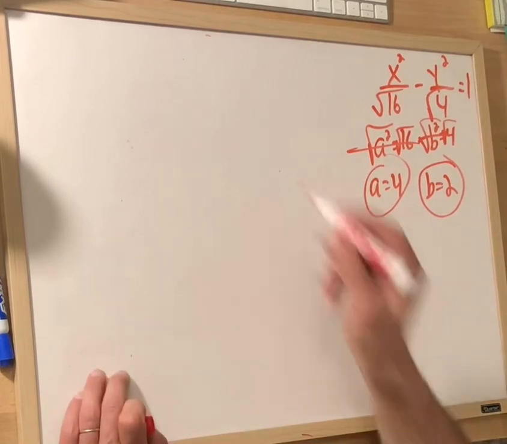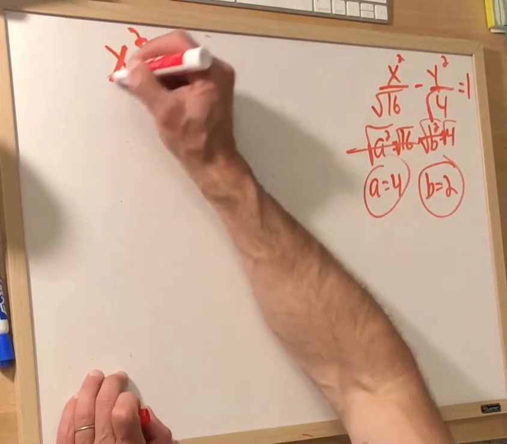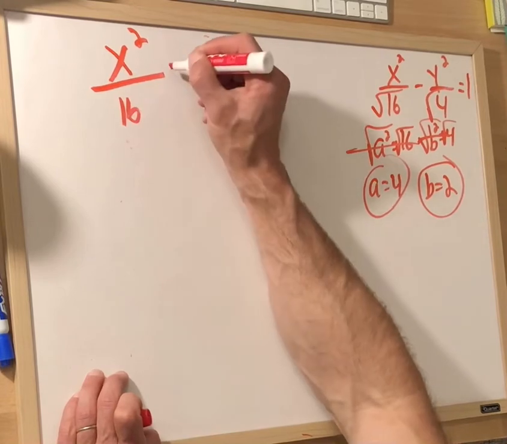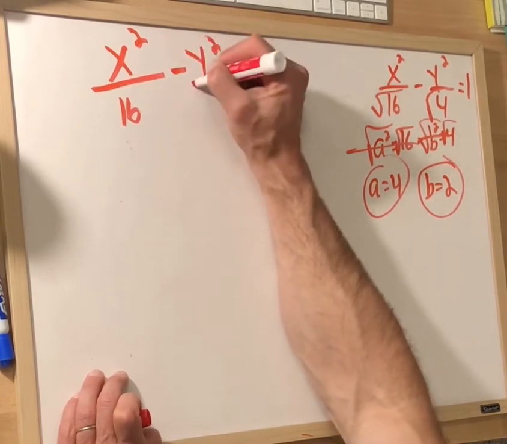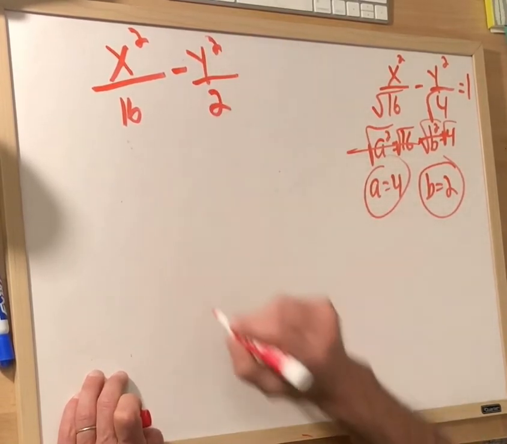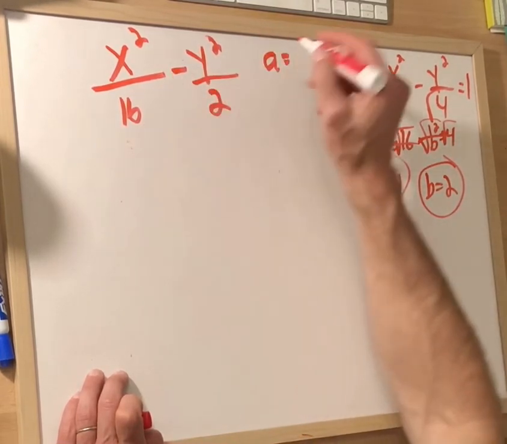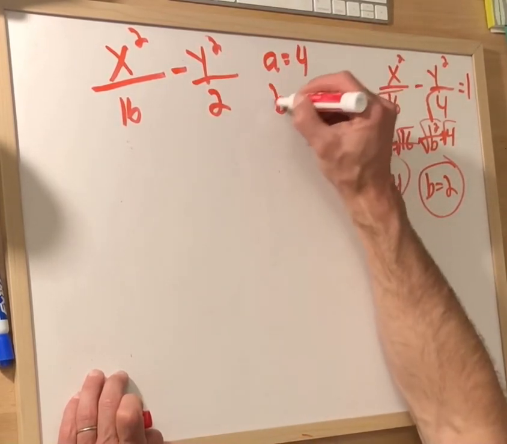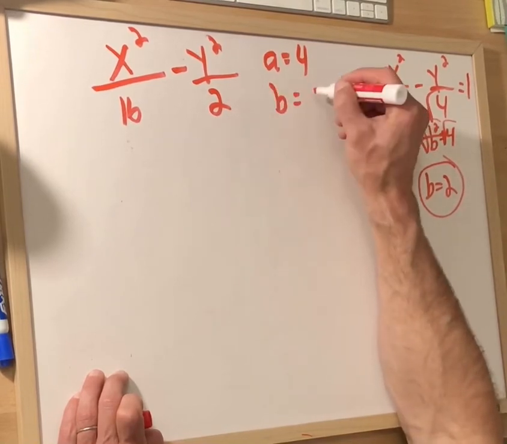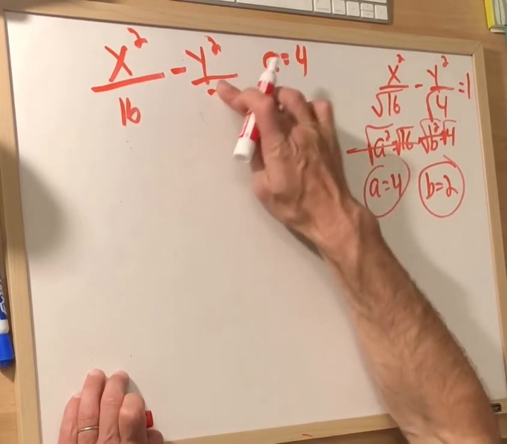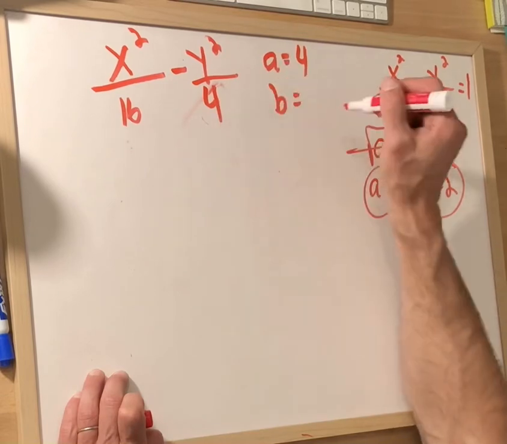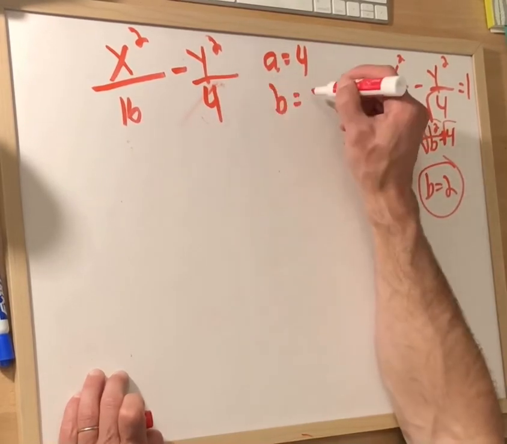All right, so I'm going to write my equation right here. X squared over 16 minus y squared over 4. And I know my a, which is always your first term here, is equal to 4. Your b is always equal to, I'm sorry, this isn't 2. That's 4. The square root of 4 is 2.